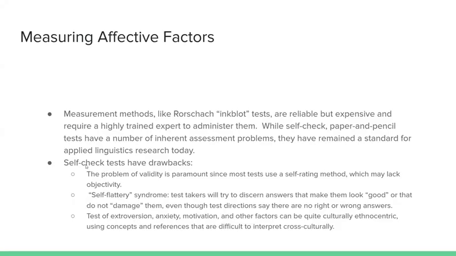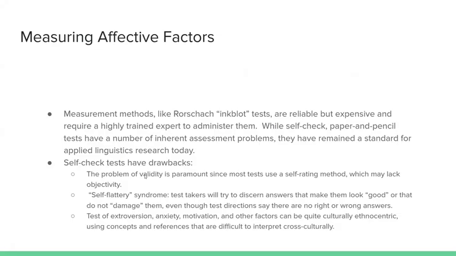So a lot of the time we have these self-checks. The WTC and also the Foreign Language Classroom Anxiety Scale are self-report surveys, right? These self-report surveys are commonly used, but they have their own limitations. As you just talked about, the subjectivity. The learners might not respond objectively, and some cultural differences might in fact affect their interpretation and responses. Measurement methods, including the in-depth tests, are reliable but expensive and require a highly trained expert to administer them. While self-check, paper-and-pencil tests have a number of inherent assessment problems, they have remained a standard for applied linguistic research today. So, the ones that you have seen so far.